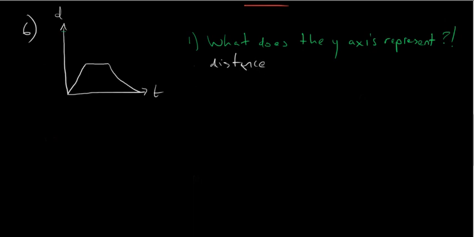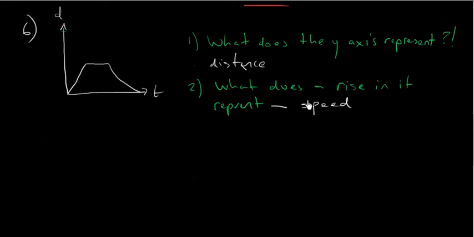Then the second thing is, what does a rise in it represent? So here there is a rise in the distance as time goes on. Whenever there's a rise in distance in a certain amount of time, it means you're traveling distance in time, so therefore it means speed. There is some speed if there is an increase in distance and time. So in other words, it's not stationary, the thing is actually moving, so it must have some speed.